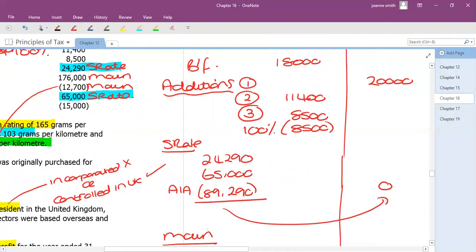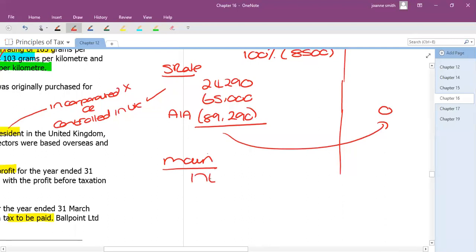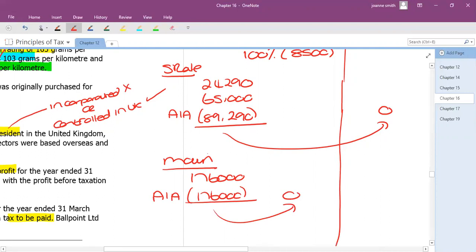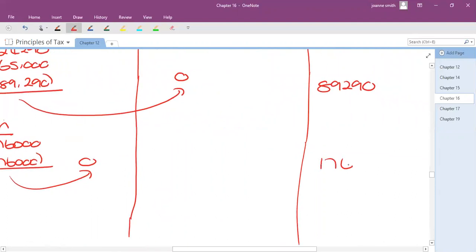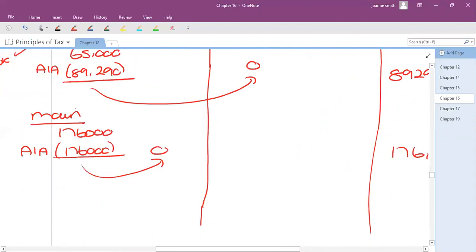Oh no, we haven't. We've got one item, sorry, to go in the main pool at 176. And that will also get written off with the annual investment allowance. Now, I know in this case, the allowance is less than $1 million, but I've kept them separate so you know that you would allocate against the special rate first. So there's been no impact on the pools at this point.